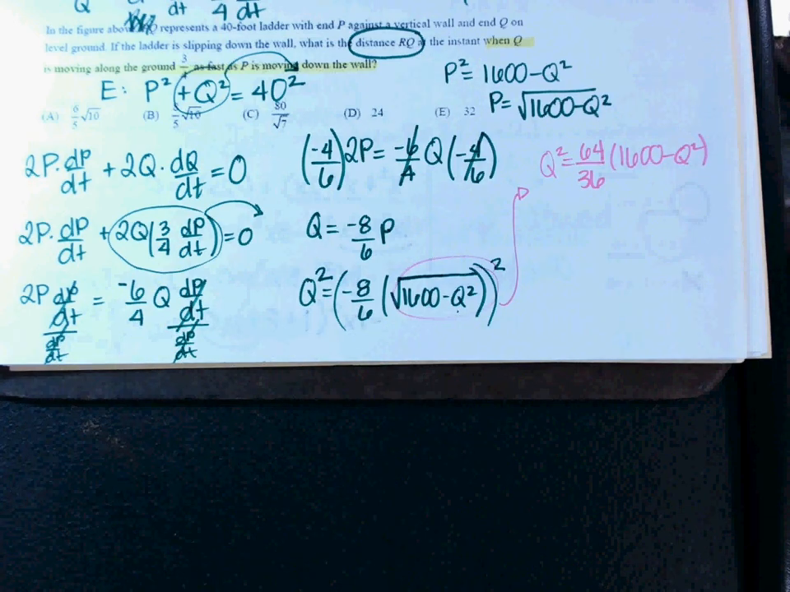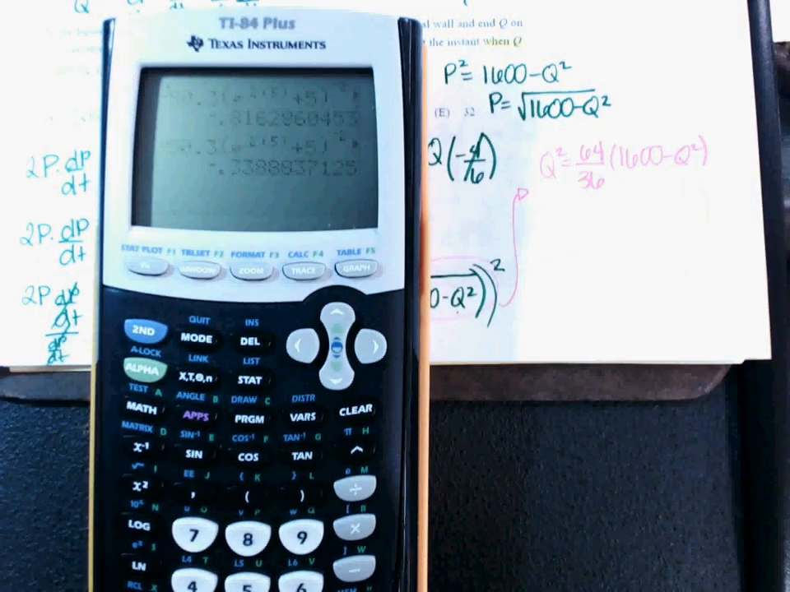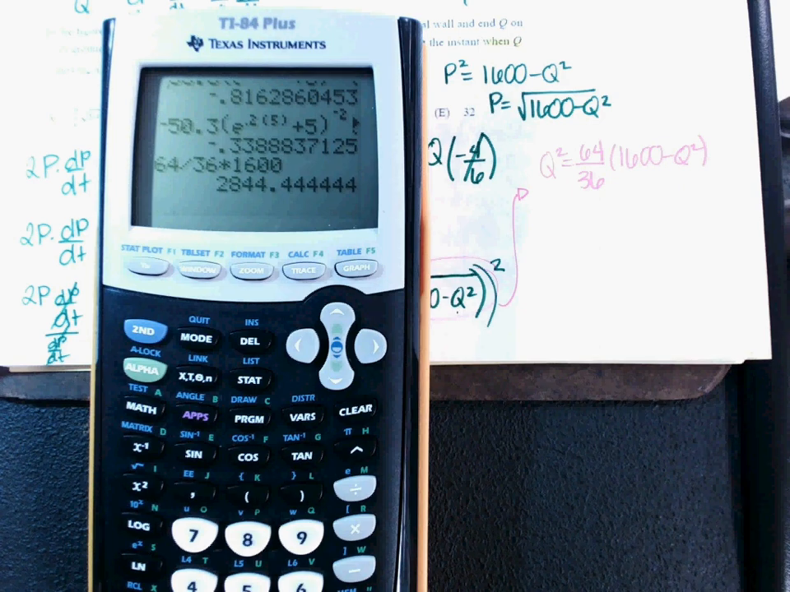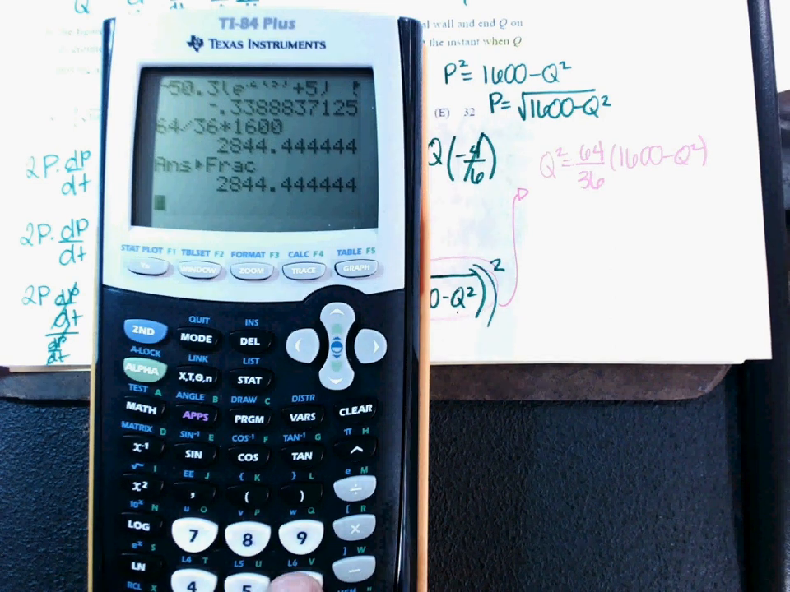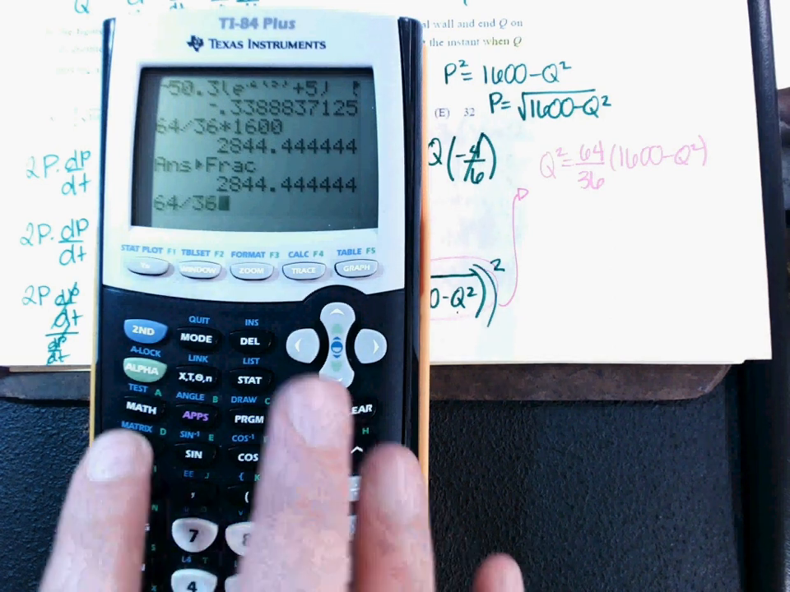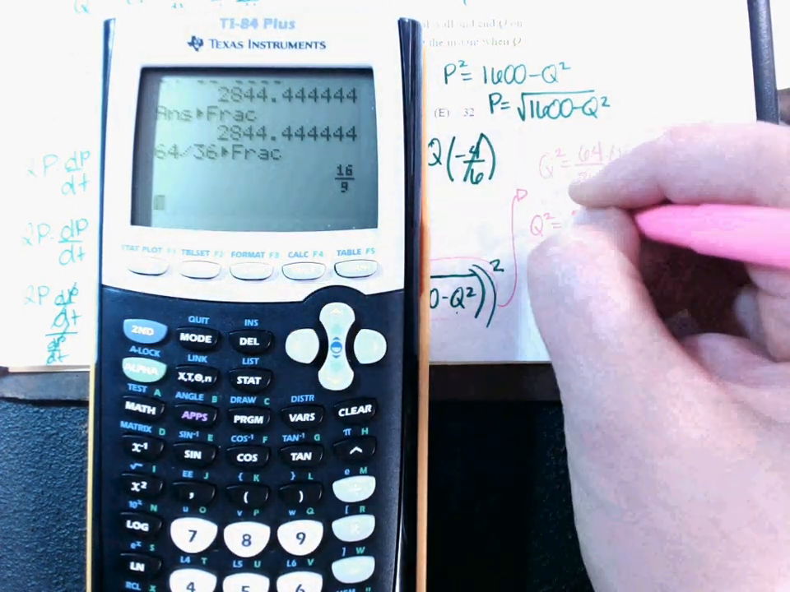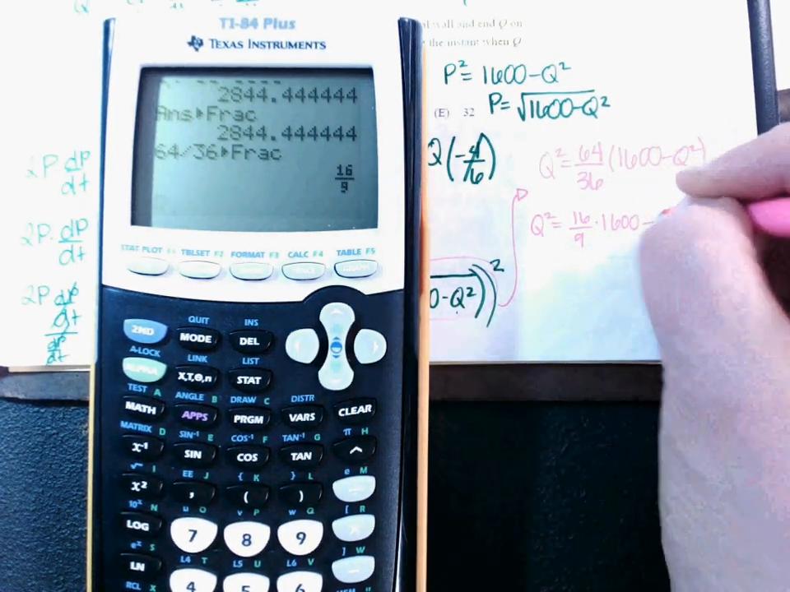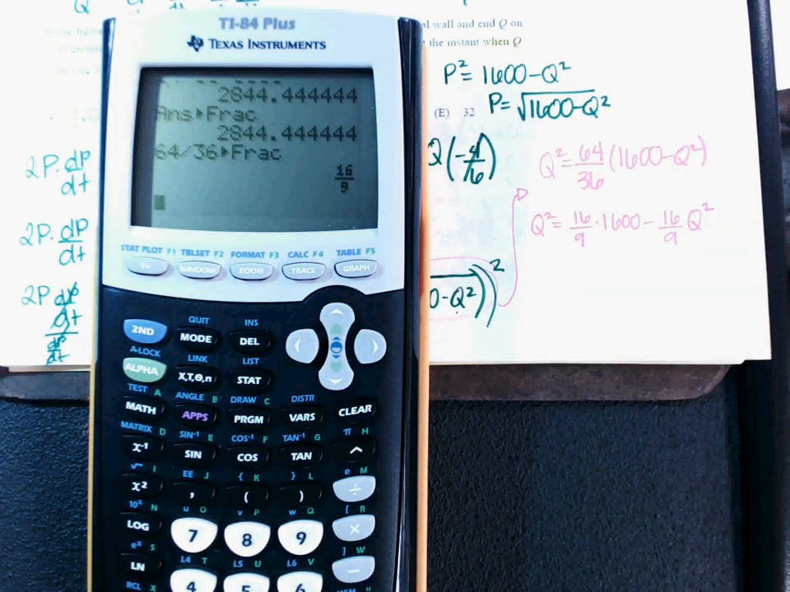Okay, we're going to distribute now. Look, I have a calculator. You don't even have to get yours out. Okay, 64 over 36 times 1600 is, what? It's that. Math, enter. We'll fraction it up. What do you mean it's not a fraction? Math, enter. Okay, we'll just make it q squared equals 16 over 9 times 1600 minus 16 over 9 q squared. Okay, now we got to get our q squareds on the same side.